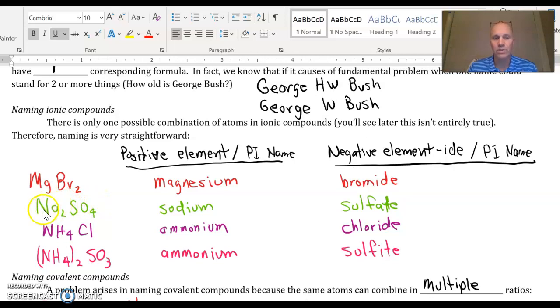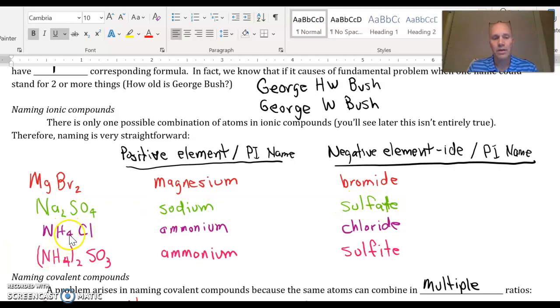All right. That's going to be sodium. So the first name of it is sodium. That would follow this part of the rule. And then the second word is going to be either the negative element with -ide or the polyatomic ion name. Notice here, in this case, the negative thing is a polyatomic ion, so we're just going to use the name of that polyatomic ion. Again, you can get the name of that polyatomic ion from that list, and its name is sulfate. So the name of this ionic compound here is sodium sulfate.